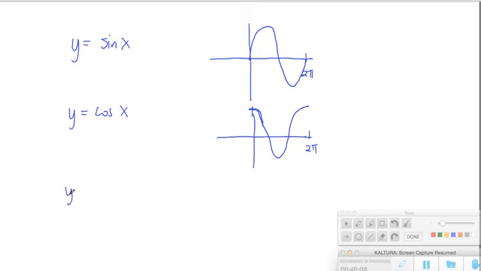Lastly, the graph of y equals tangent of x. A period of tangent of x is not 2 pi, it's actually pi. It does go through the point 0, 0, with vertical asymptotes at pi over 2 and negative pi over 2. So one period of the tangent function looks roughly like this.